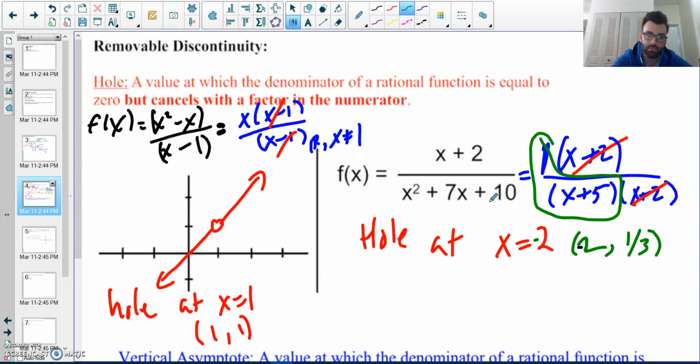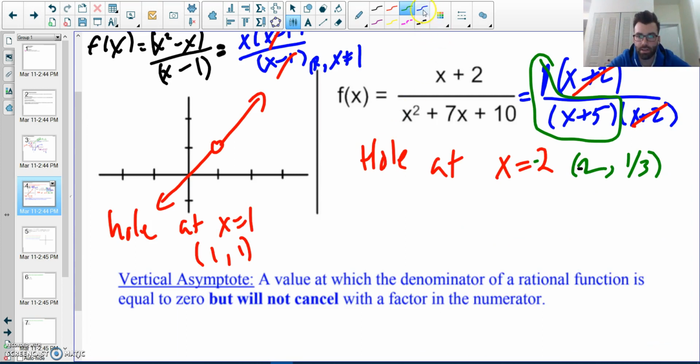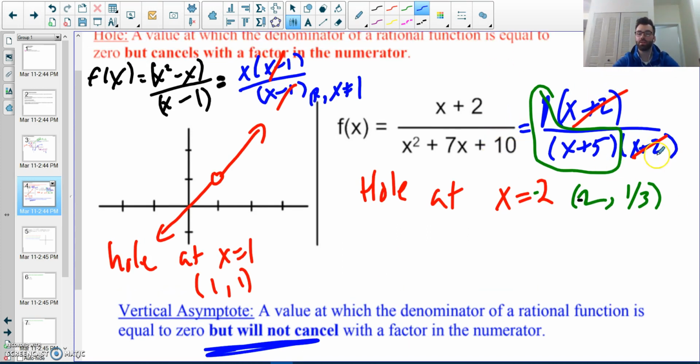Negative 2. Well, while we're here, let's talk about a vertical asymptote. Remember, a vertical asymptote happens at a value at which the denominator of a rational function is equal to 0, and it will not cancel with a factor in the numerator. So we think about this here. What is still causing us problems in our denominator? This x plus 5. Granted, the x plus 2 did as well, but it cancels out with a factor in the numerator. But this x plus 5 is causing us problems, and it doesn't cancel with anything up there.